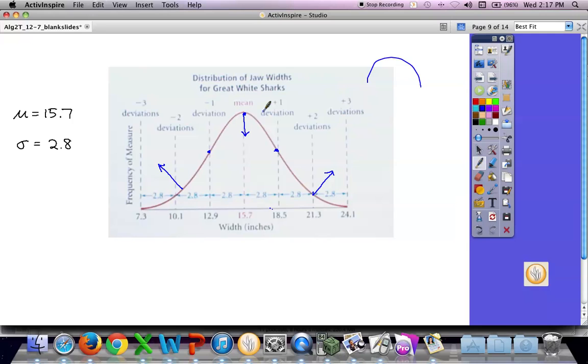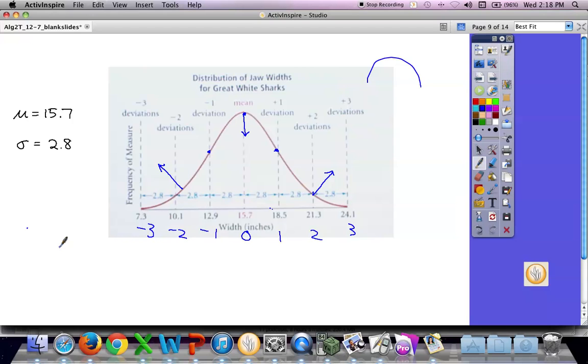But okay. Now, if I did a z-score on this 15.7, what would the z-score be? 0. Why? Because it is the mean, right? If you subtract 15.7 minus the mean, you're subtracting 15.7 minus 15.7, which would make this 0, right? And then remember, z-scores are your number of standard deviations from the mean. So what would be the z-score at 18.5? 1 and 2 and 3 and -1 and -2 and -3.